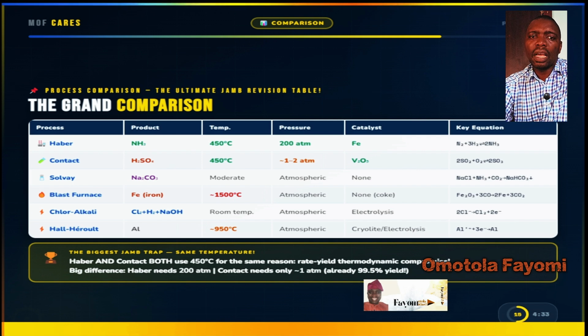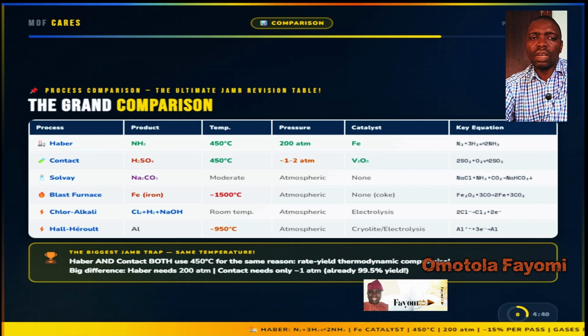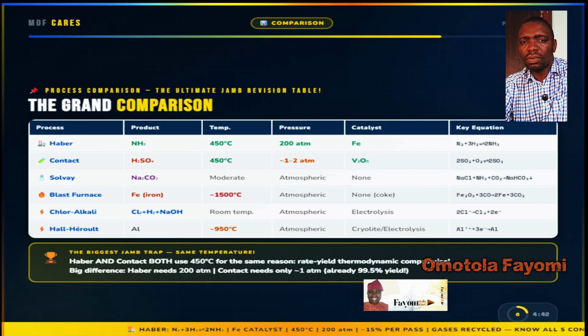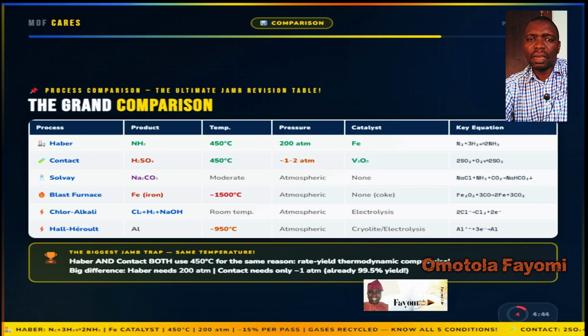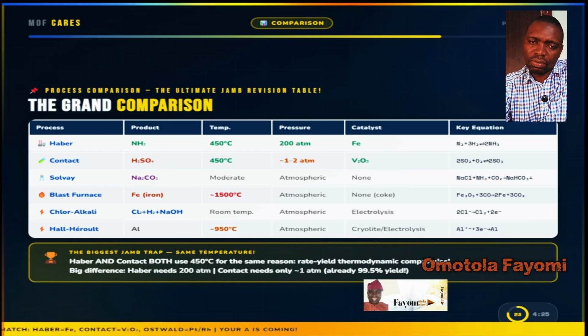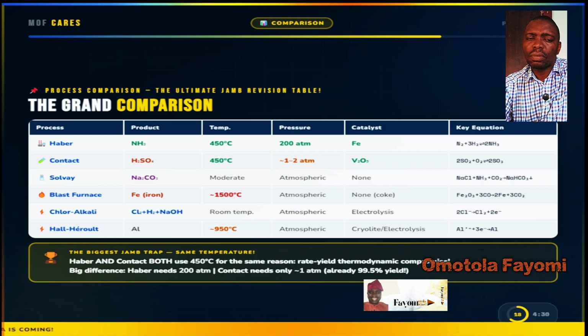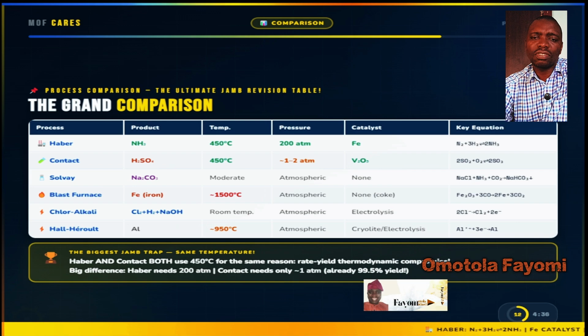Solvay key step. What about blast furnace key step? Fe2O3 + 3CO gives 2Fe + 3CO2, and 2Cl⁻ gives Cl2 + 2e⁻. That's the chloralkali anode. That's the key equation for that particular chemistry. Al³⁺ + 3e⁻ gives Al. That's aluminium, the Hall-Héroult cathode. Write all 6 equations down as your revision priority.